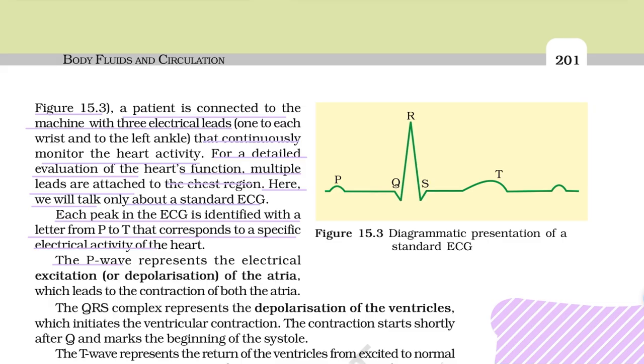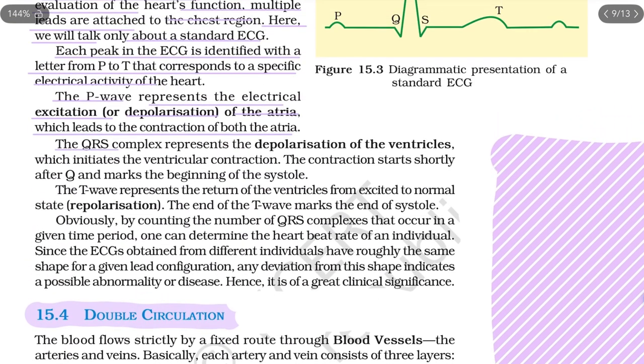The P wave represents the electrical excitation or depolarization of the atria, which leads to contraction of both the atria. The QRS complex represents depolarization of the ventricles, which initiates the ventricular contraction. The contraction starts shortly after Q and marks the beginning of the systole. The T wave represents the return of the ventricles from excited to normal state, and the end of the T wave marks the end of systole.